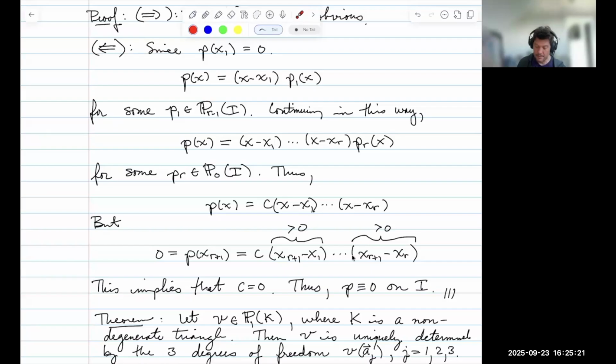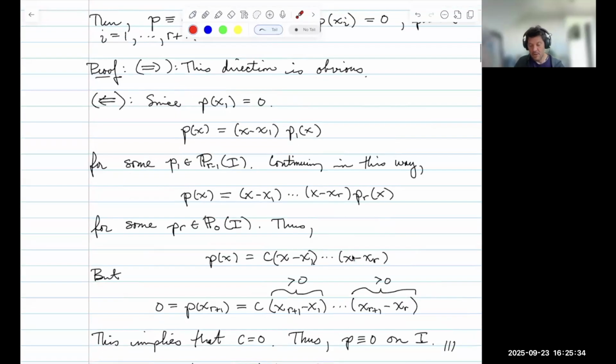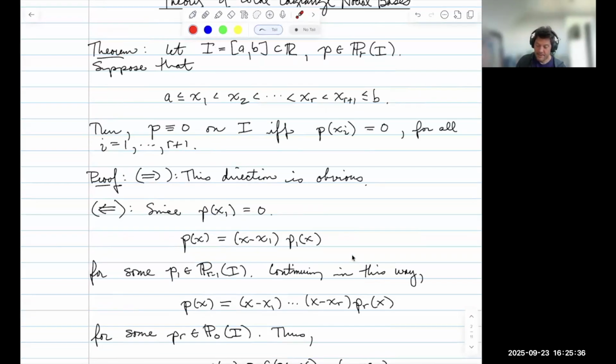But now I can put the 0 in for this factorization, and that tells me that P is identically equal to 0 on all of I. So that's the proof. And think about what it says. It makes sense, right? If P is a polynomial of degree at most r, but we discover that it is 0 at r plus 1 points, then it must be that it's just equal to the 0 polynomial.